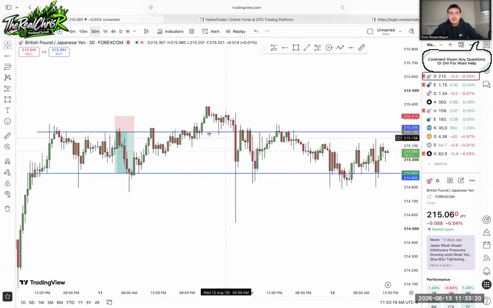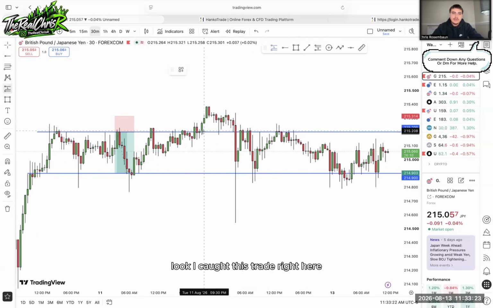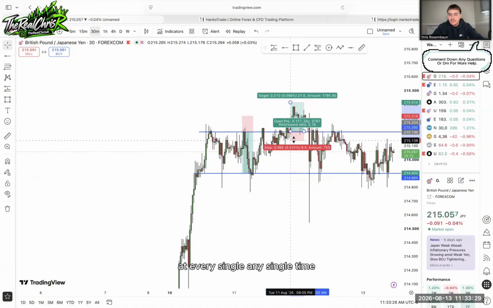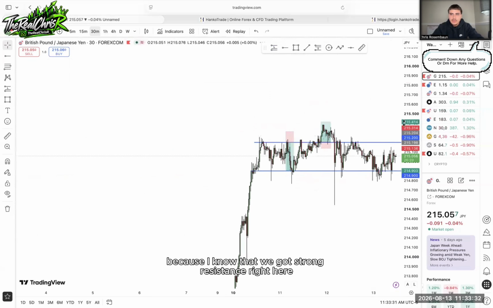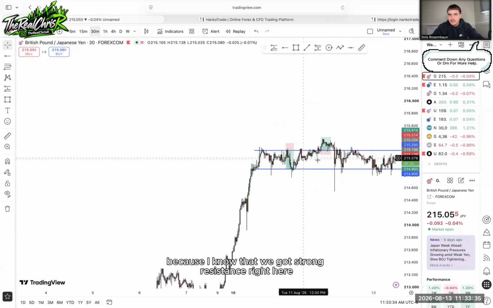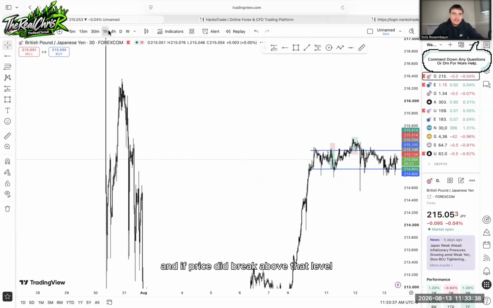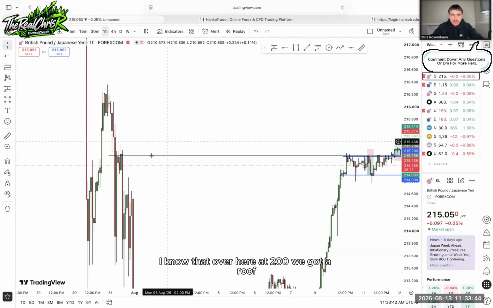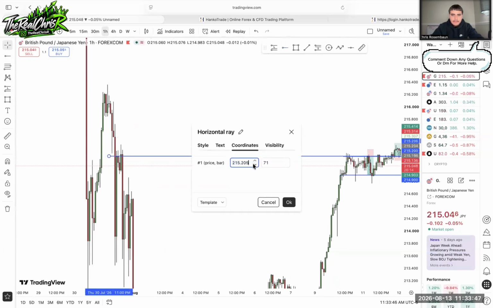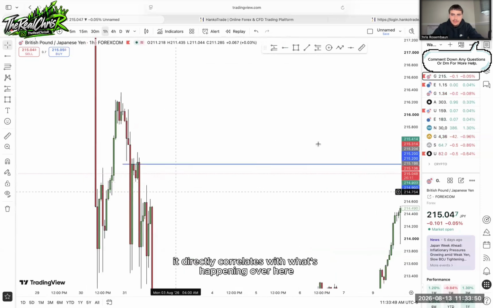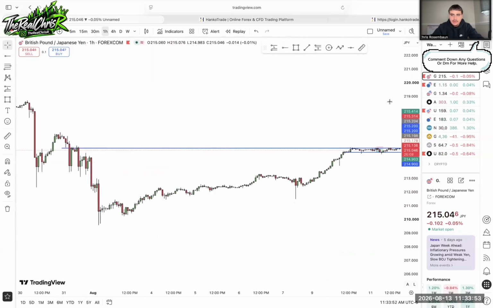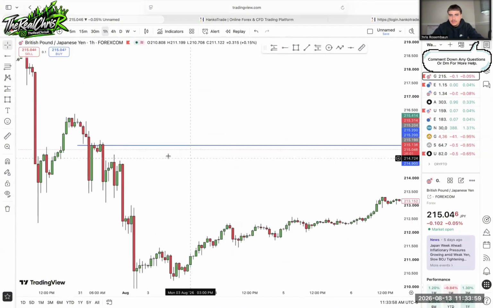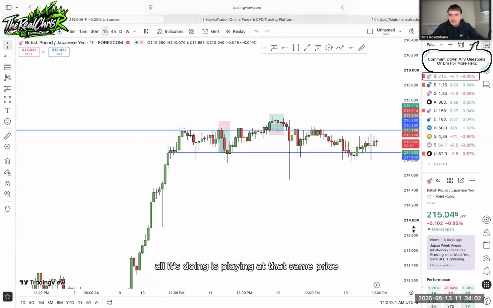People think, look, I caught this trade right here. I knew that we're in an area where the market could reverse on me at any single time because I know that we got strong resistance right here. And if price did break above that level, I know that over here at 200, we got a roof. So it directly correlates with what's happening over here. Price has a roof right here. It created a resistance. So all over here, all it's doing is playing at the same price.